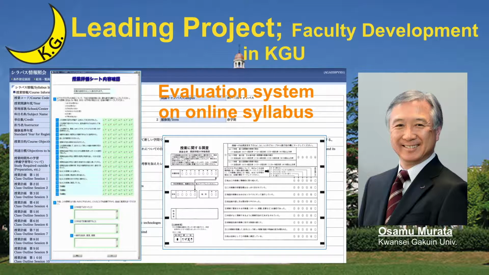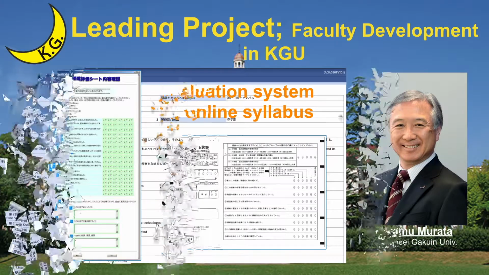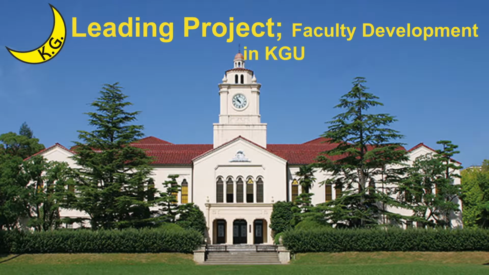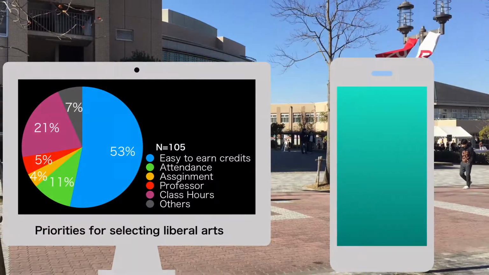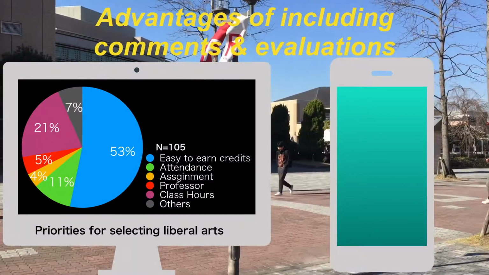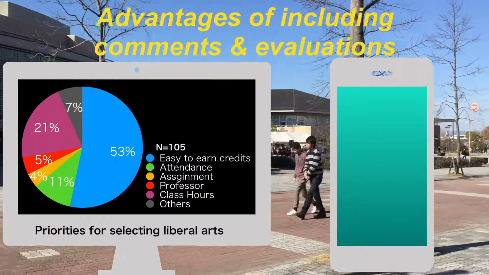Actually, in Japan, there are many efforts to make syllabi better like this. However, is it authentic, what is needed by students? What do they want, what do I need? That is actually reviews and comments. Let's think about the advantages of inviting comments and evaluations onto the syllabus.